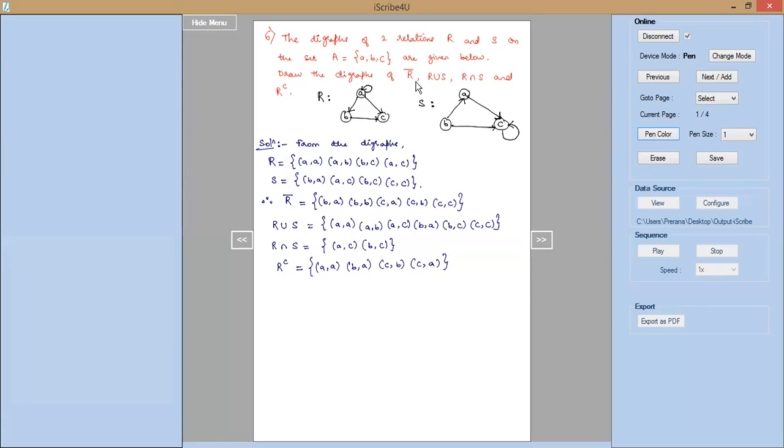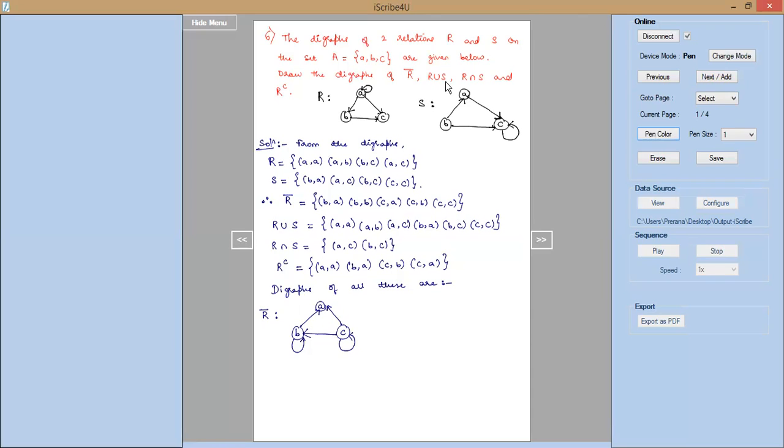Now the question is to draw the digraphs of all these. So let us quickly draw the digraphs. First one for R complement, I am writing A, B, C. R complement has the ordered pairs BA, BB, then CA, CB, CC. This is for R complement.